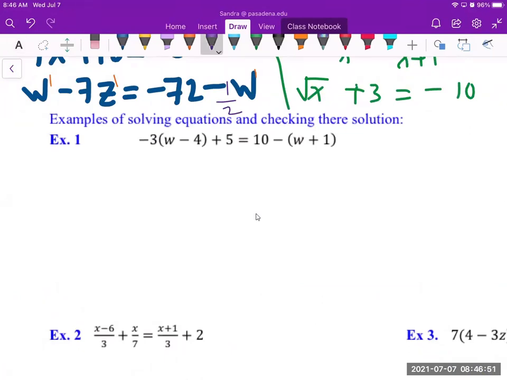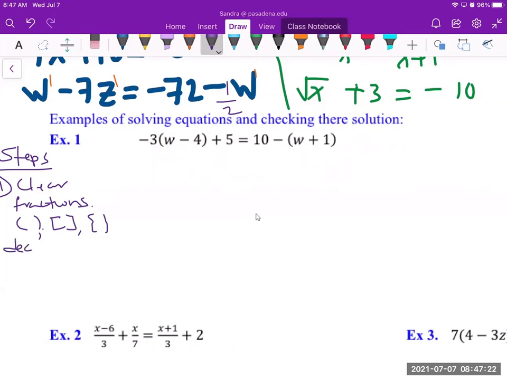The first thing to do, let me give you some steps right here. The steps are to clear the fractions, clear parentheses, clear brackets, clear braces, basically any grouping symbol you want to get rid of first. Clear decimals. That's what we want to get rid of first. So in this case, that's my first step. I'm going to get rid of the parentheses, so I'm going to distribute.